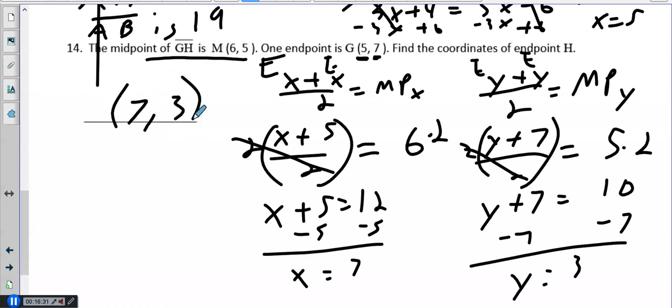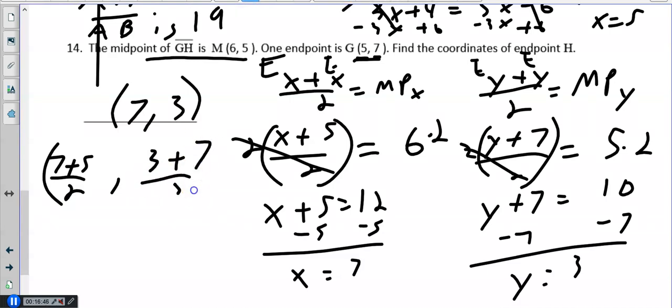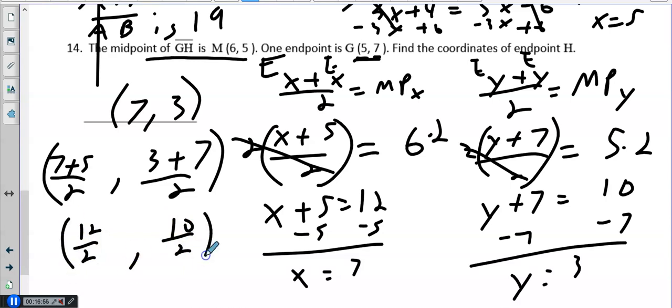Remember, the beauty of this, though, is you can check your answer. So I know, I think my endpoint's 7, 3, and I know my other endpoint's 5, 7. So if I do 7 plus 5 divided by 2, and 3 plus 7 divided by 2, that's 12 divided by 2, and 10 divided by 2. Does that equal 6 and 5? Yes, it does. So I actually can confirm my answer.